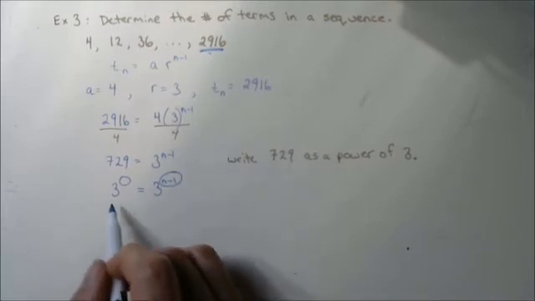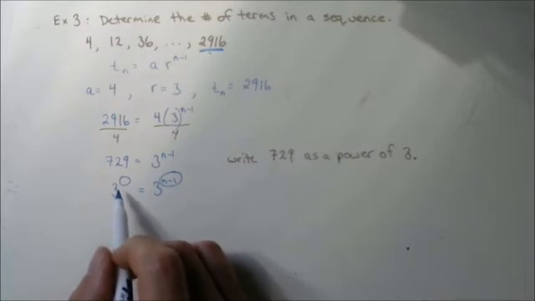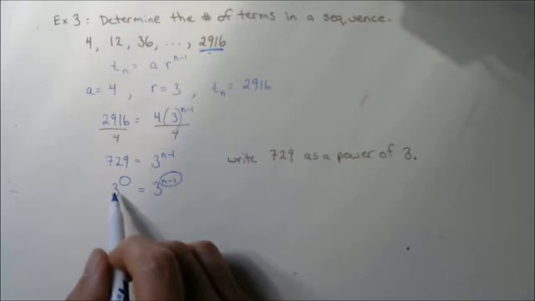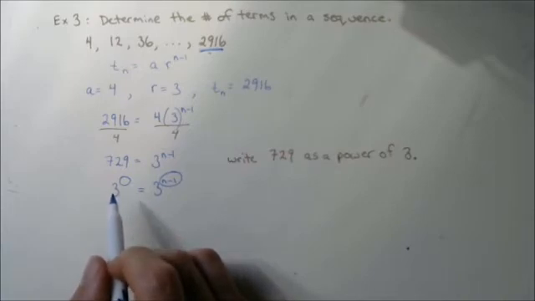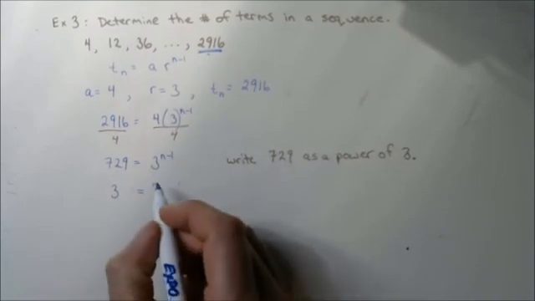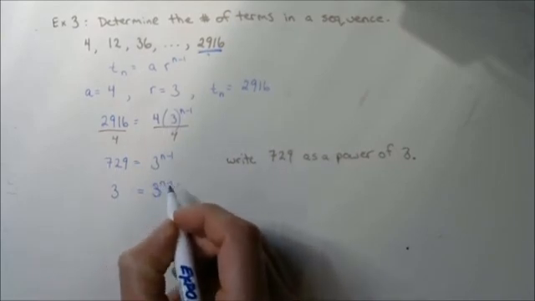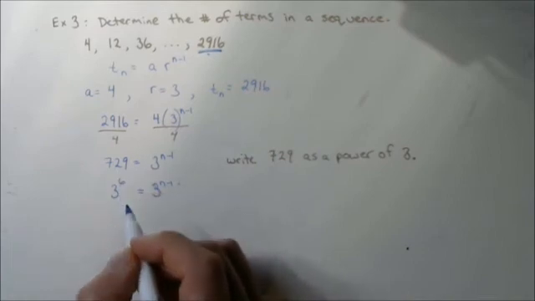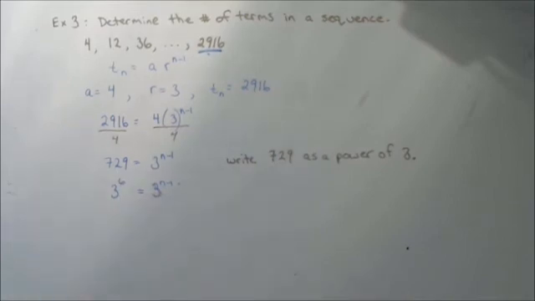You could just do 3 to the power of 3 in your calculator a few times, or you could try to do it in your head. I'm going to do it in the calculator, and it turns out that 729 is equal to 3 to the power of 6. 3 times itself 6 times.